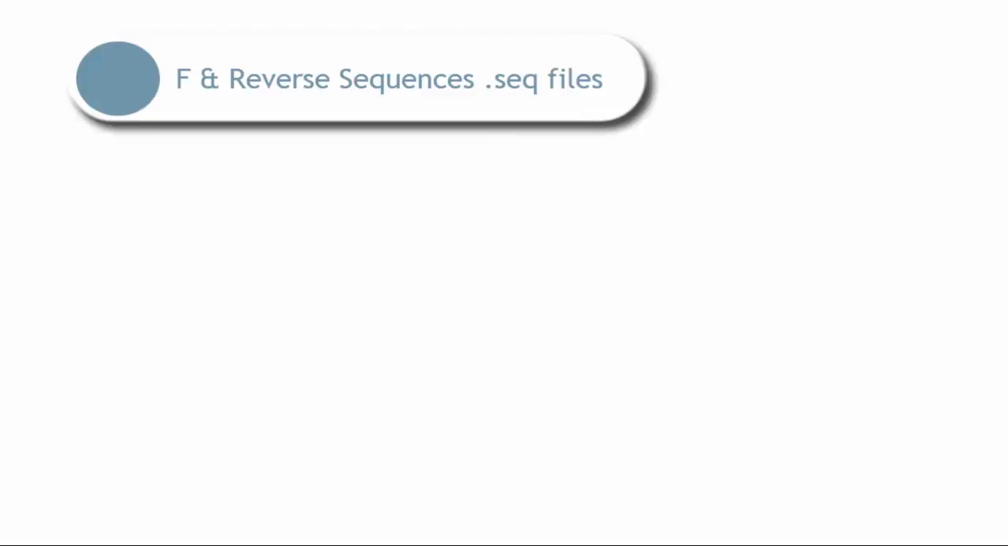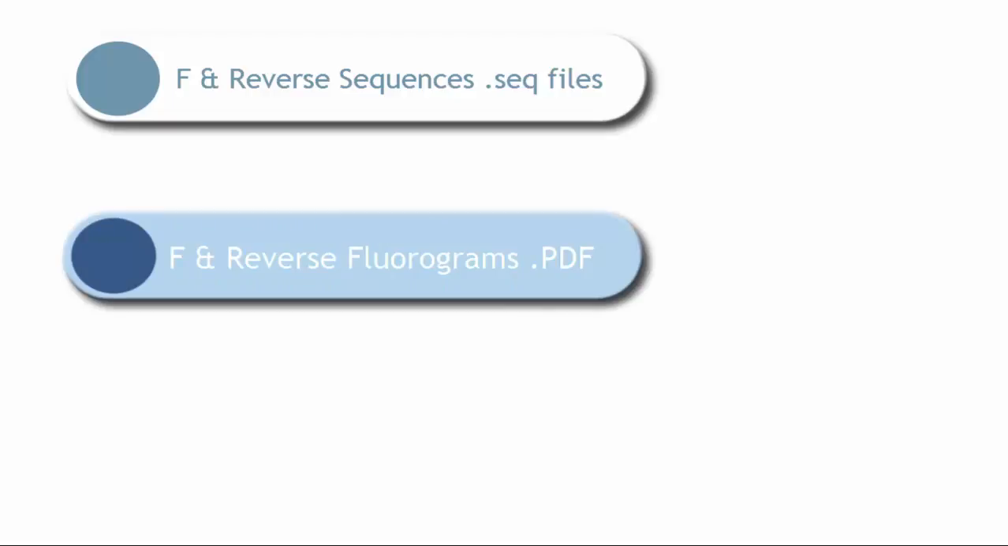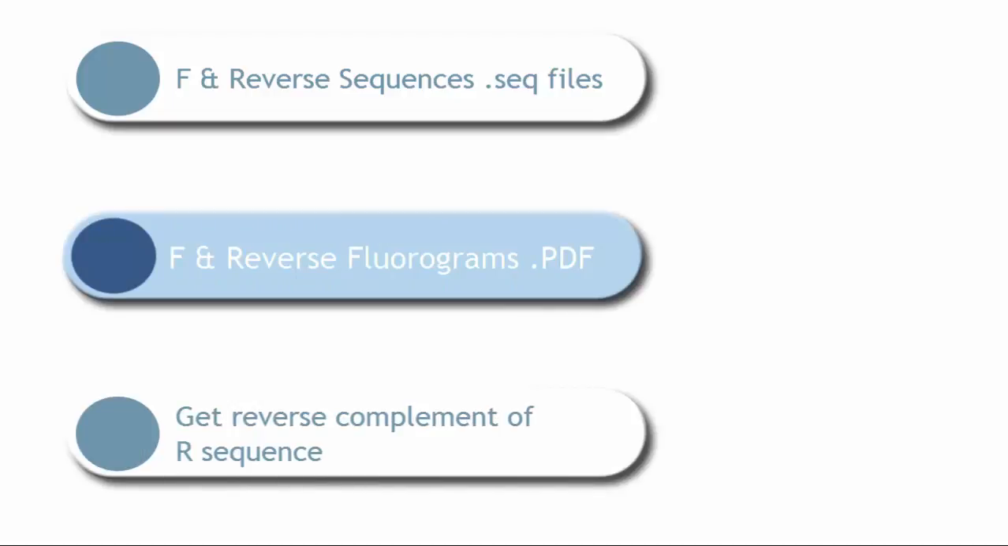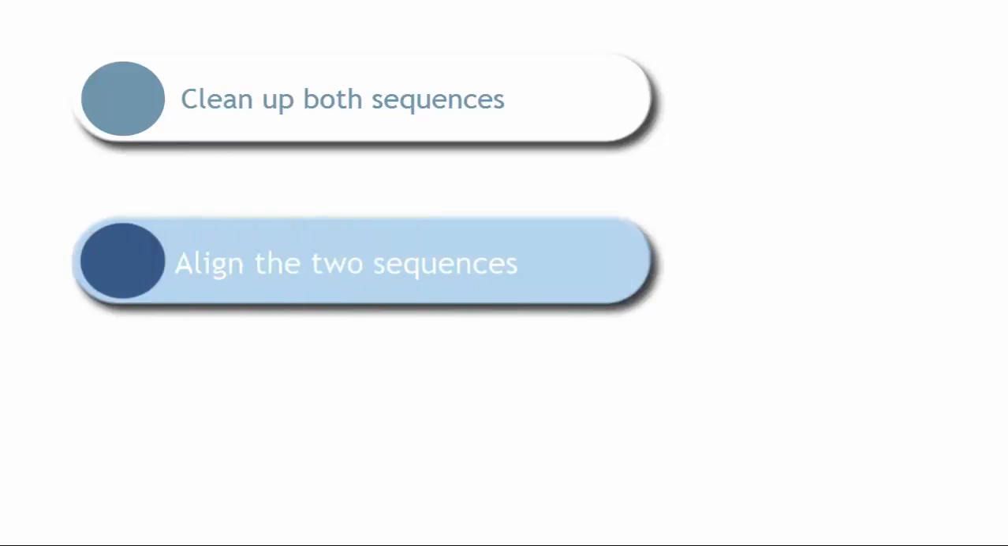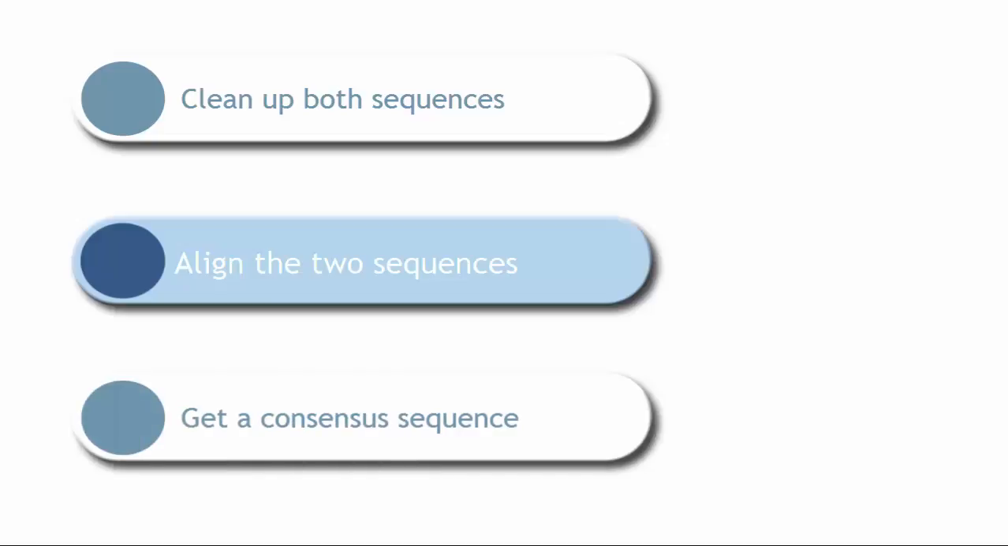To accomplish our task, we'll be getting the necessary files from Blackboard, so you'll need to download both the forward and reverse sequences. These are the .seq files. Your forward and reverse fluorograms. These are the PDF files. And then we will get the reverse complement of the reverse sequence. And then we'll clean up both sequences by removing any ends at both ends. And then we're going to align these two sequences, which will allow us to get one clean consensus sequence to do our BLAST with.